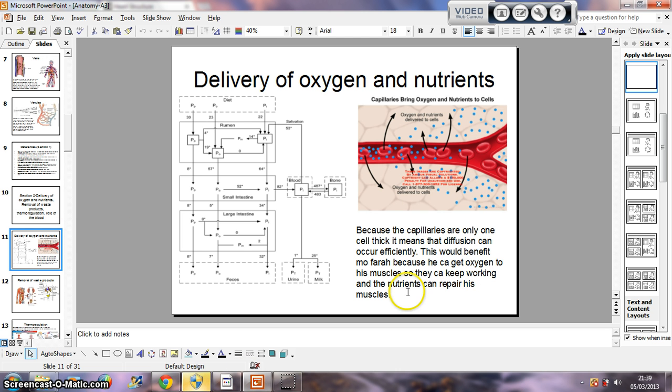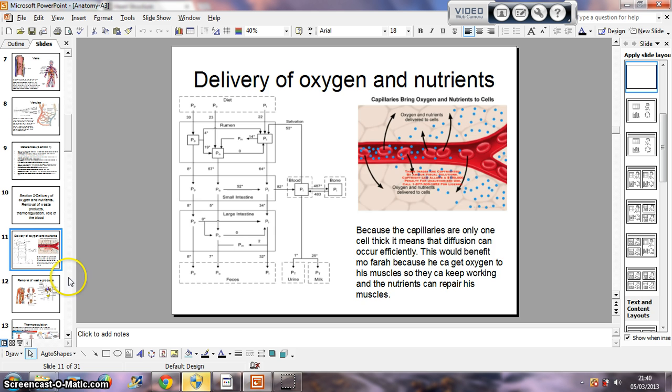Now this would benefit Mo Farah because he can get oxygen to his muscles quickly so they can keep working, and obviously, like the arteries and capillaries, he needs oxygen to break down lactic acid to provide his muscles with energy, and again the nutrients will repair his muscles and repair the muscle fiber tears.